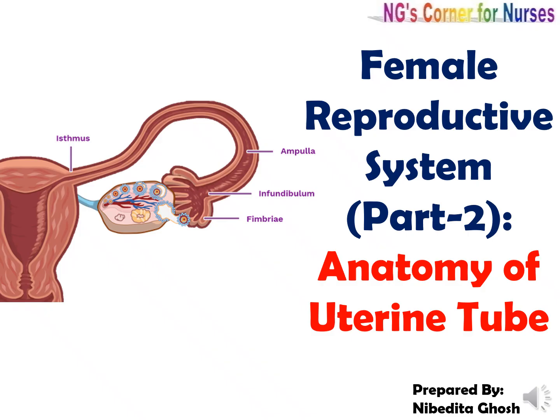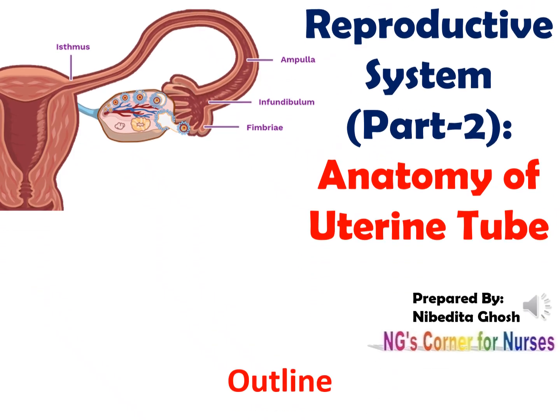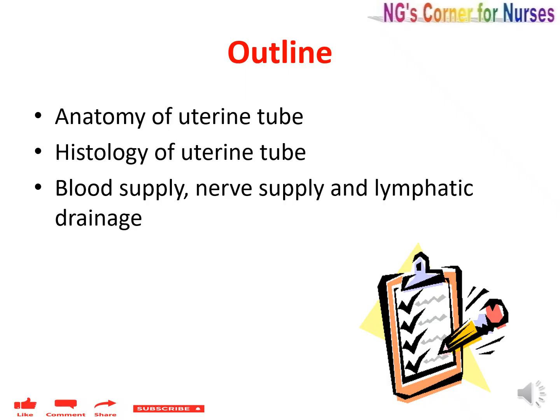So today we are here with the second part of the female reproductive system, and in this session we will cover the anatomy of the uterine tube. This is the outline of today's session. Let's start it.